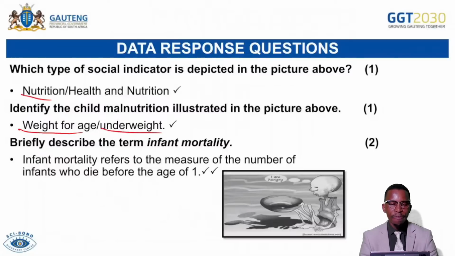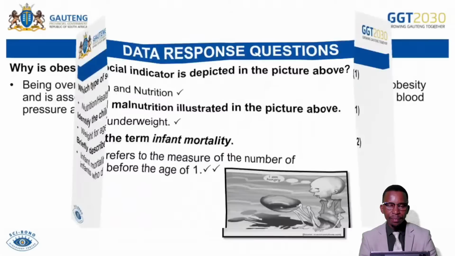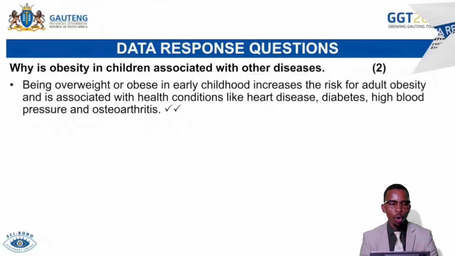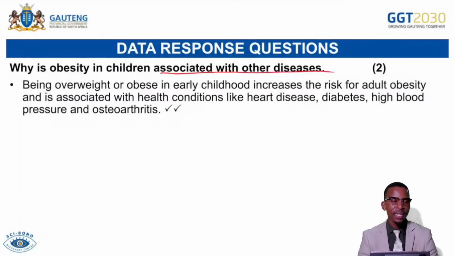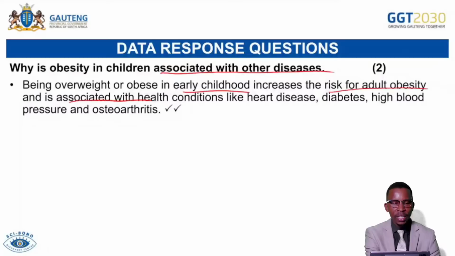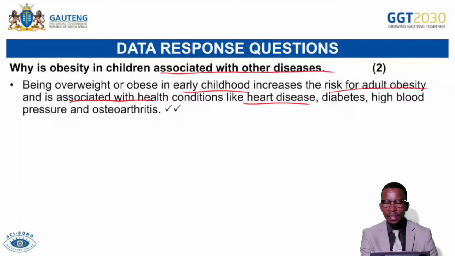Briefly describe the term infant mortality. Infant mortality refers to the measure of the number of infants who die before reaching 1 year. And then we continue. Why is obesity in children associated with other diseases? We know that obesity can attract different diseases. If we talk about obesity, we talk about being overweight. Being overweight or obese in early childhood increases the risk of adult obesity, and is associated with health conditions like heart disease, diabetes, high blood pressure, etc.